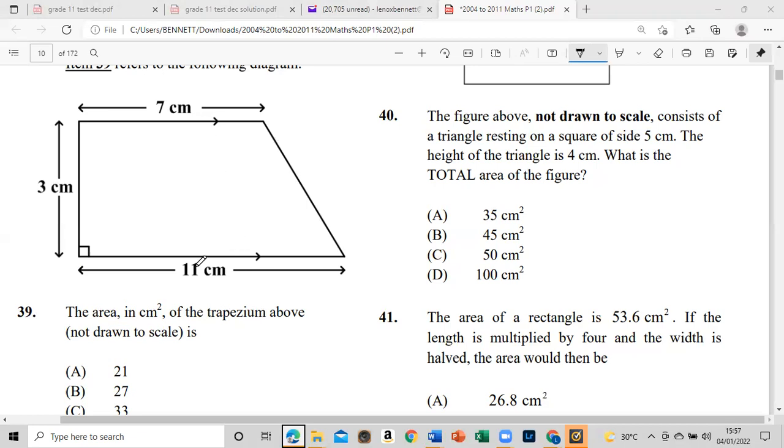All right, so the area in centimeters squared of the trapezium, not drawn to scale. Look, guys, this is the height. I could put in a small slanted side, which you could do, but no, I'm going to make it a fair exam. So I'll label this as A, and this side B. So it's A plus B, divided by 2, and times the height.